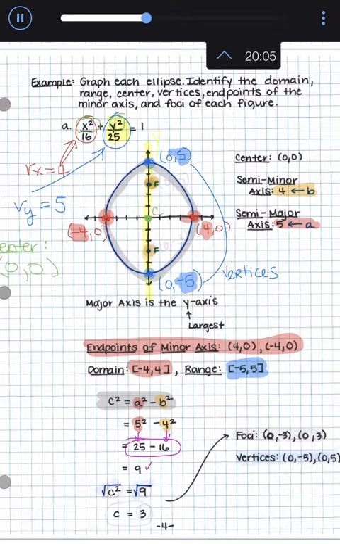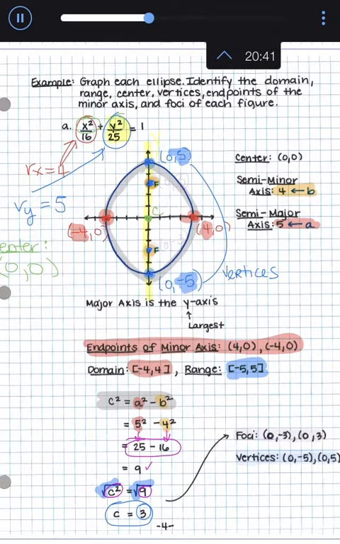Be careful, though, that gives us c squared is 9. To actually figure out what c is, you still have to take the square root of both sides of the equation. So taking the square root of both sides of the equation gives you that c equals 3. So that means to find the foci, you're going to start at the center, and we're going to go along the major axis, which means up and down 3. That's what this 3 means. It means we're going to go up and down from the center on the major axis 3.